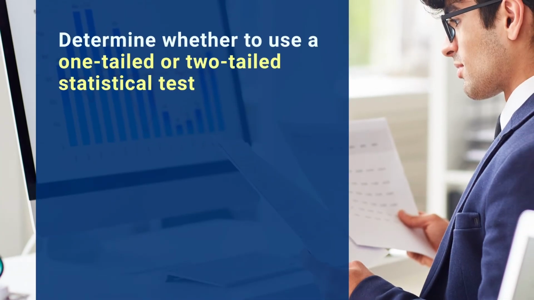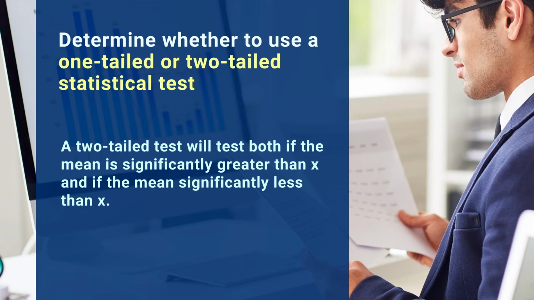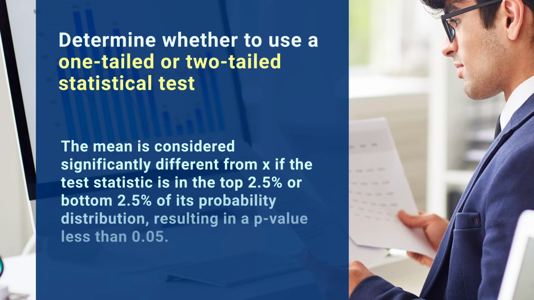Now determine whether to use a one-tail or two-tail statistical test. A two-tailed test will test both if the mean is significantly greater than x and if the mean is significantly less than x. The mean is considered significantly different from x if the test statistic is in the top 2.5% or bottom 2.5% of its probability distribution, resulting in a p-value less than 0.05.